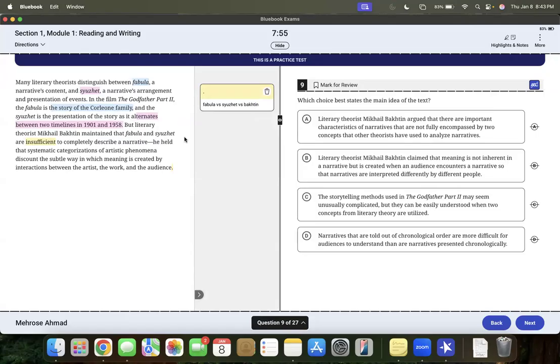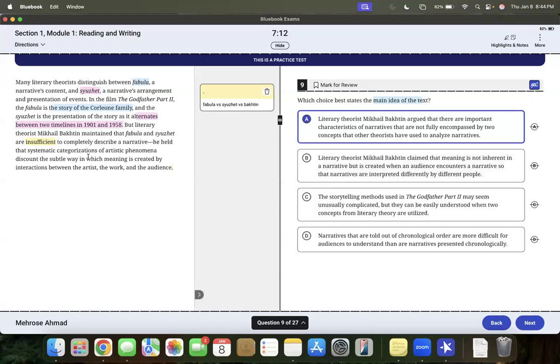All right. Which choice best states the main idea? A, literary theorist Mikhail Bakhtin argued there are important characteristics of narratives not fully encompassed by two concepts that other theorists have used to analyze narratives. This seems to suit really well what we just read, right? The two concepts are the fabula and the Suzette, but Bakhtin is saying these are incomplete, and they're not really cohesive enough. B, literary theorist Bakhtin claimed meaning is not inherent in a narrative, but it's created when an audience encounters a narrative, so narratives are interpreted differently. I think this is a distracting answer.